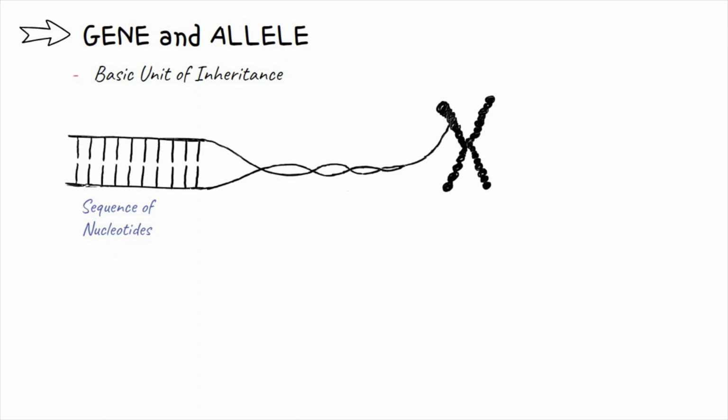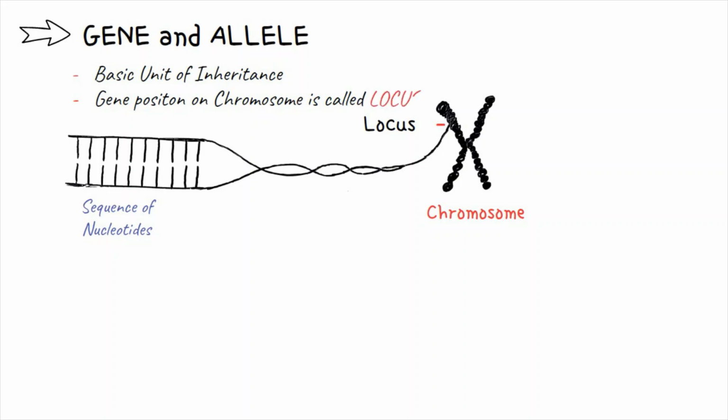sequence of nucleotides is found to have a specific position on chromosome, and thus gene position on chromosome is called locus. We also know that chromosome carry many genes, so they have many loci along the length of chromosomal threads. One of the most important things about the gene is that this sequence of nucleotides specify the viable product, and the product in this case is protein, which lead to the appearance of trait in an organism.